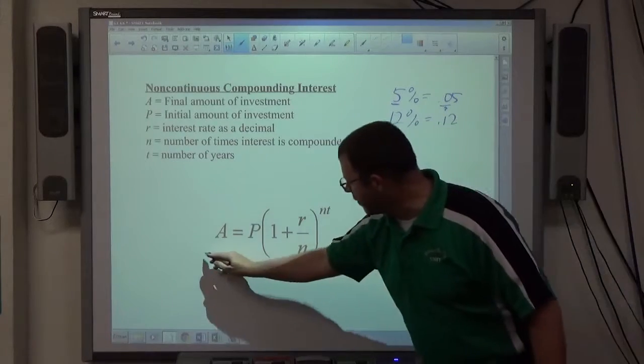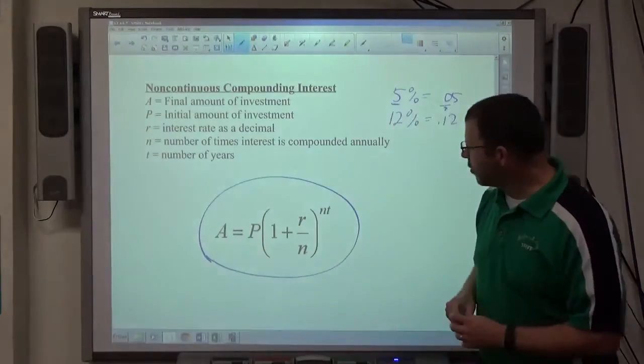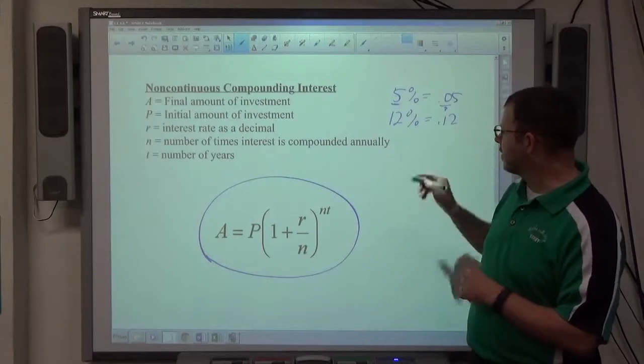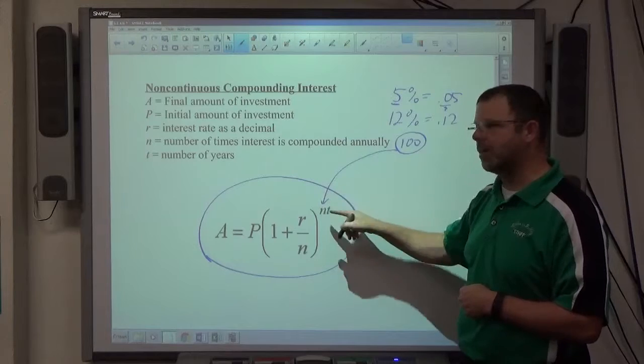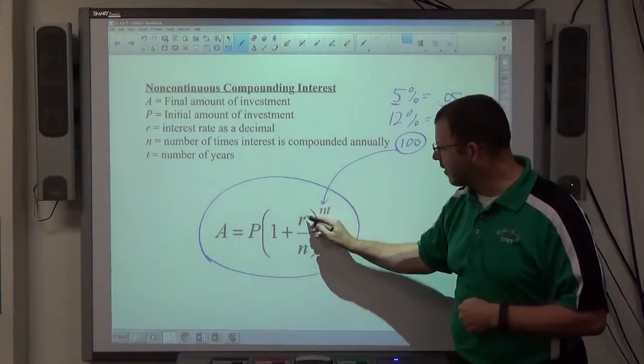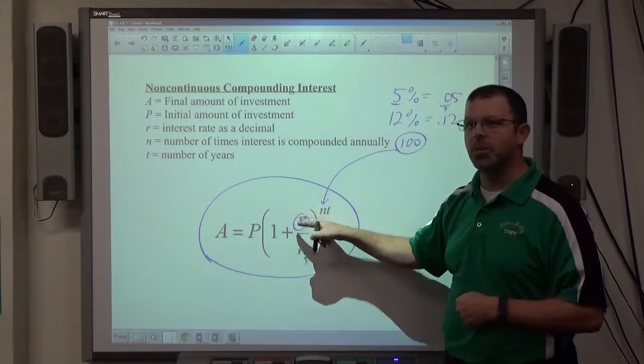So we're going to use this formula every time. Notice what happens when you compound. Let's say N is 100, for example. It seems like kind of a ridiculous number because we have to go to the 100 times T power, right? We're also taking the interest rate divided by 100, so we're making the interest rate really, really tiny.